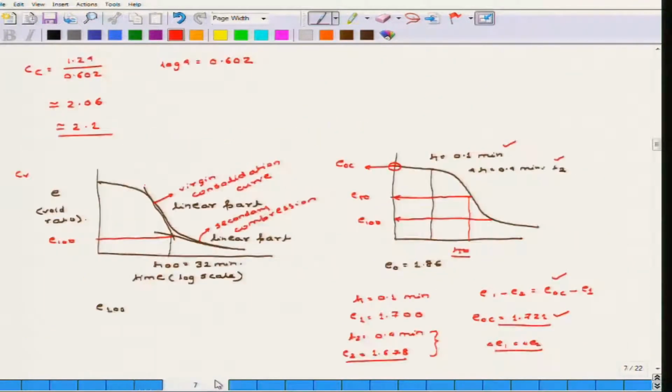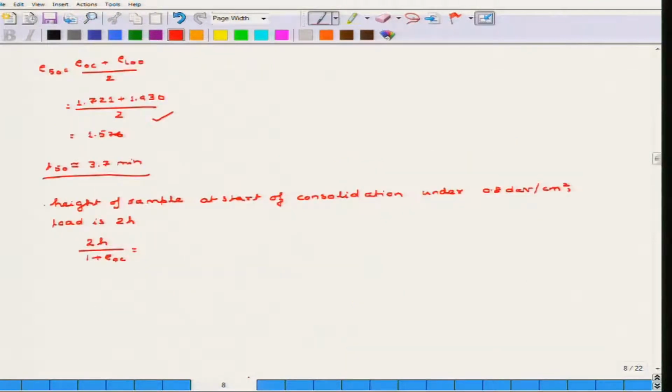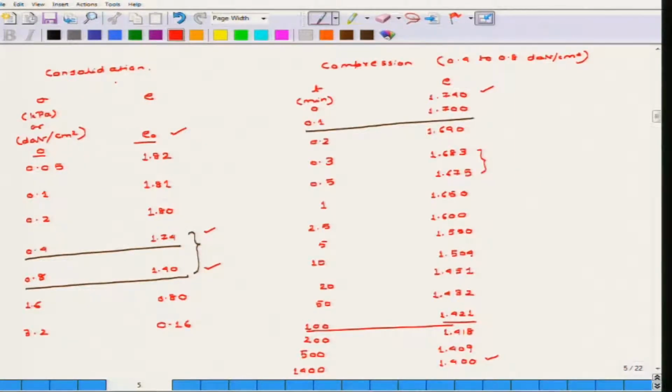So, that is why you have to find out this EOC value, otherwise this value would have been given to you, or you have to find out from WG equal to ES. So, during that part when it was subjected to a load of 0.8 Newton per centimeter square, its height was 2h. So, 2h by 1 plus EOC must be equivalent to 2h0 by 1 plus E0, because now we are reverting back to the original consolidation curve, the sigma e curve.